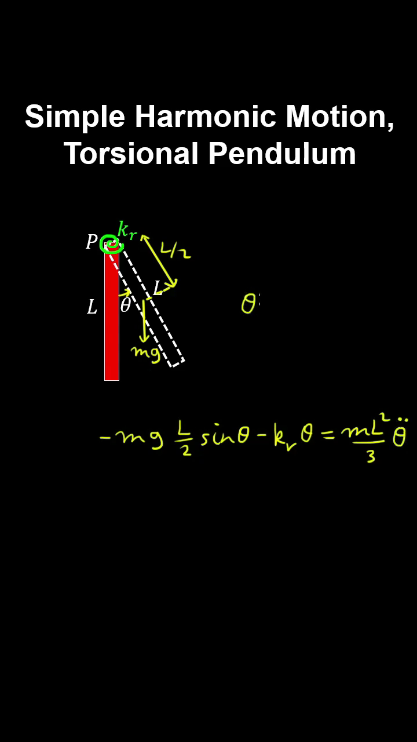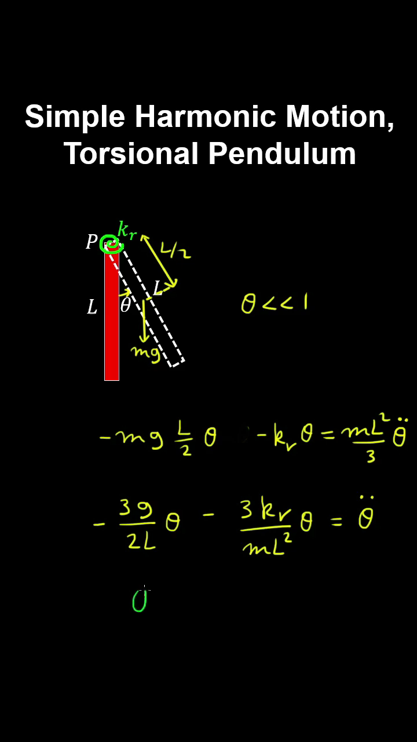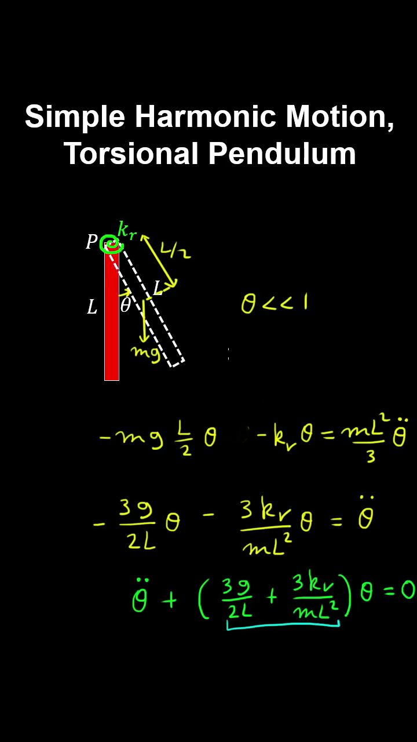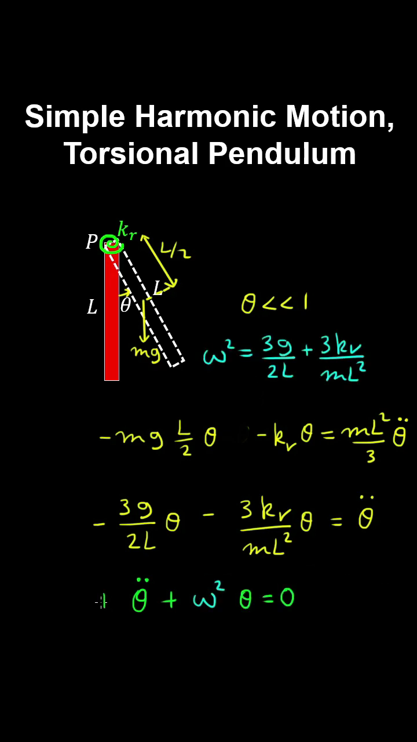So we can again apply our small angle approximation. So sine theta will be approximately theta. Then dividing through by the moment of inertia, we can group the terms on one side of the equation, and therefore we can write this as the square of the angular frequency. Therefore the solution to this second order differential equation will have the same form as that of a harmonic oscillator with one spring that oscillates in a horizontal direction.